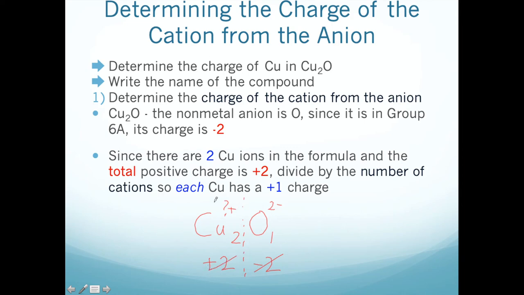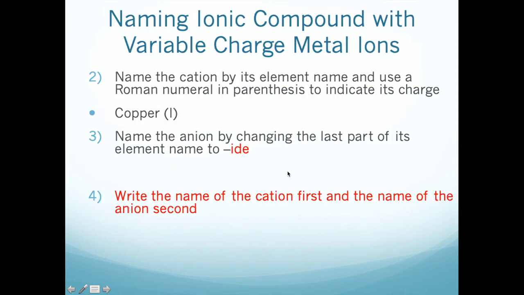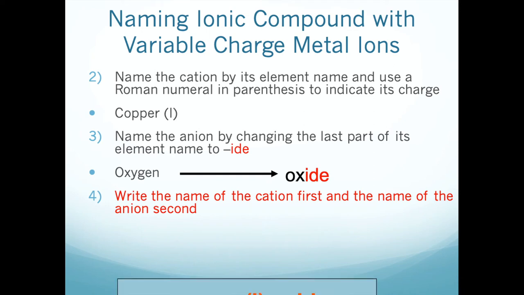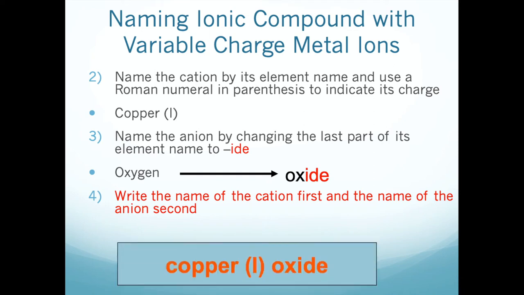So what must the positive charge on each copper be if 2 of them gives us a +2 charge? Well, +2 divided by 2 is +1. So we know that this must have a +1 charge. And so we show that by using the Roman numeral 1 in our name for copper. So instead of just saying copper, we call this copper(I), where we put the Roman numeral 1 in parentheses. And of course, the oxygen becomes an oxide ion, as we've seen already, and so we just combine this to make our name. It becomes copper(I) oxide.